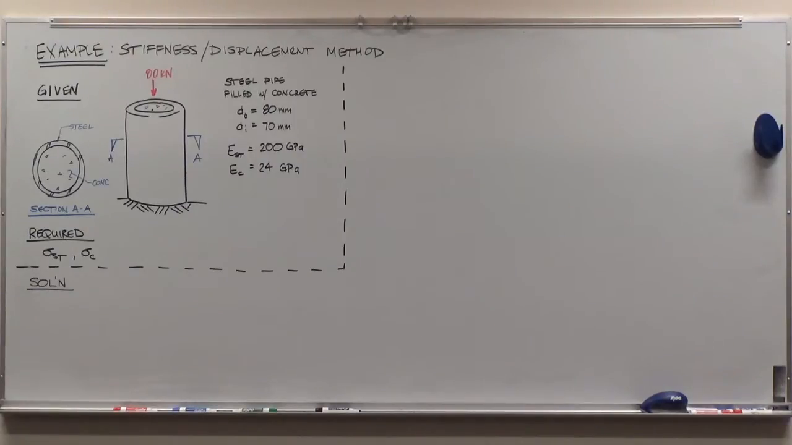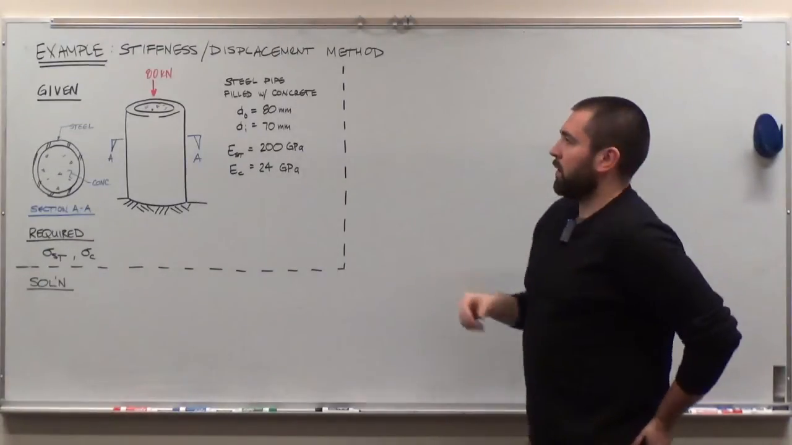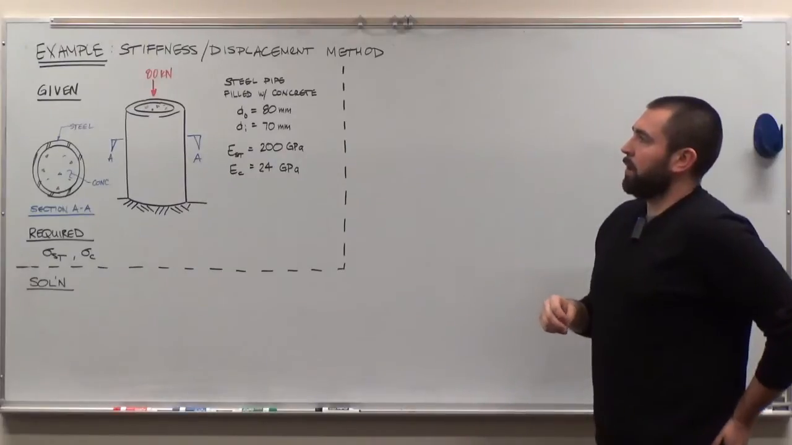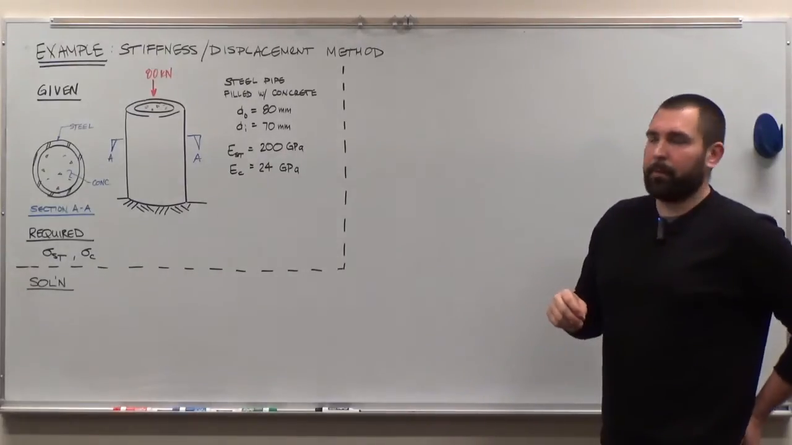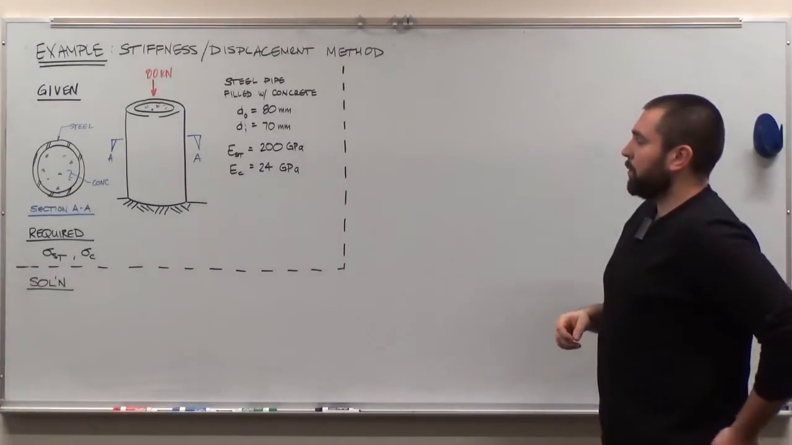So now we're going to work through an example where we solve an indeterminate axial problem using the stiffness displacement method. Of the two methods that we learned about to solve for an indeterminate axial member, the stiffness or displacement method was the first methodology that we went through.